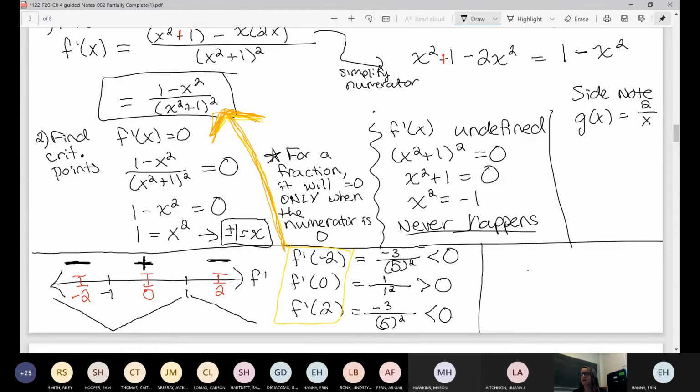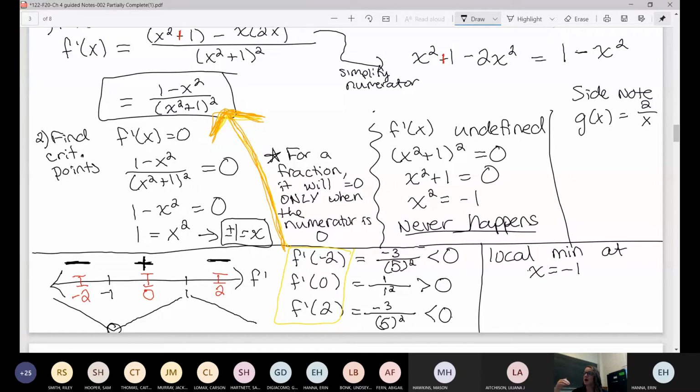Once you have that number line and you have all the signs and your optional little line segments, we can figure out whether these are maxes or mins. So at x equals -1, the derivative changes from negative to positive, so the original function changes from decreasing to increasing. So we're going to have a local min there. So we have a local min at x equals -1.